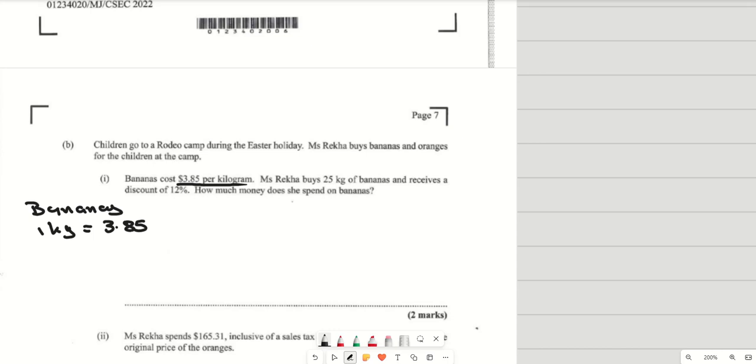How much money does she spend on bananas? So let's find out the cost of the bananas before your discount, right? So if 1 kilogram is $3.85, therefore 25 kilograms would be $3.85 multiplied by 25, right? So let's multiply 3.85 multiplied by 25. You are going to get $96.25. That is before your discount.